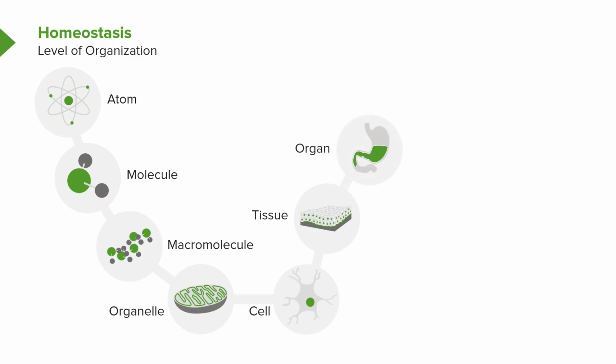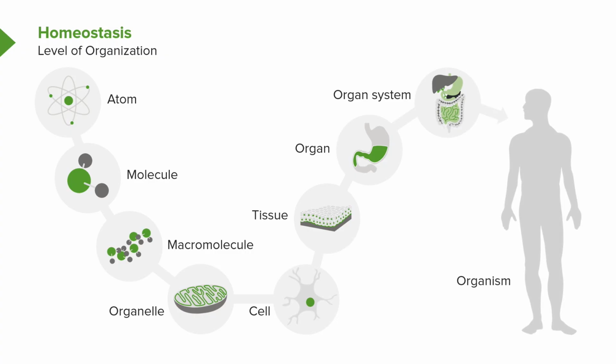Organ systems will also regulate a homeostatic norm. Organ systems together regulate the body's various homeostatic mechanisms such as the blood. And then finally we have the whole organism that needs to be regulated.